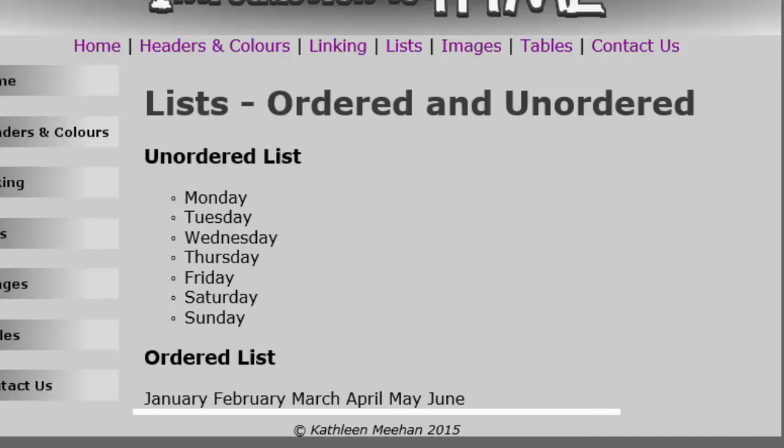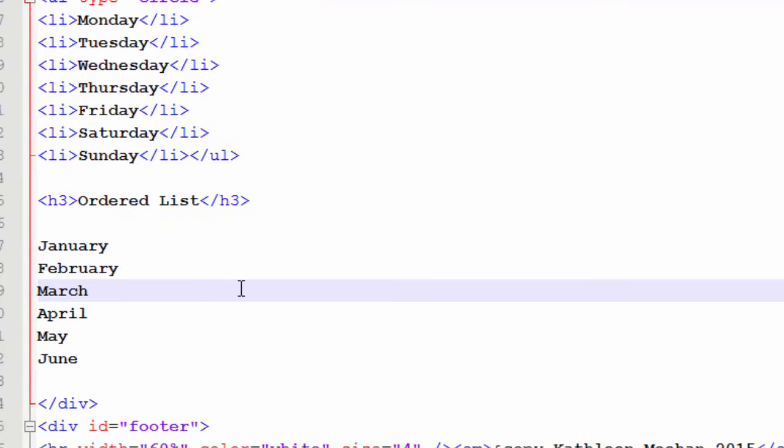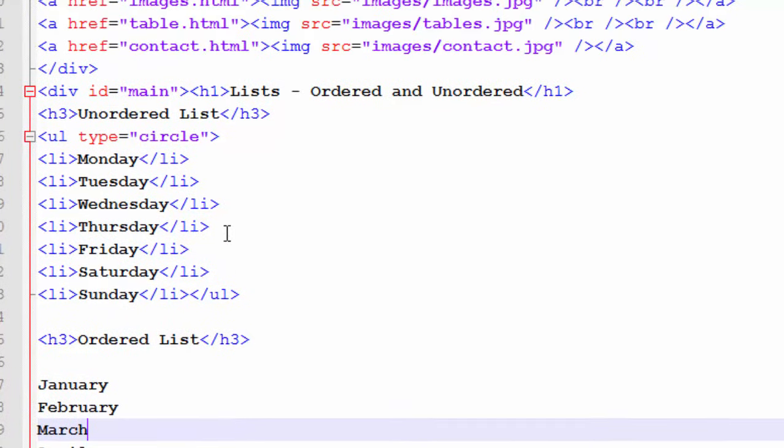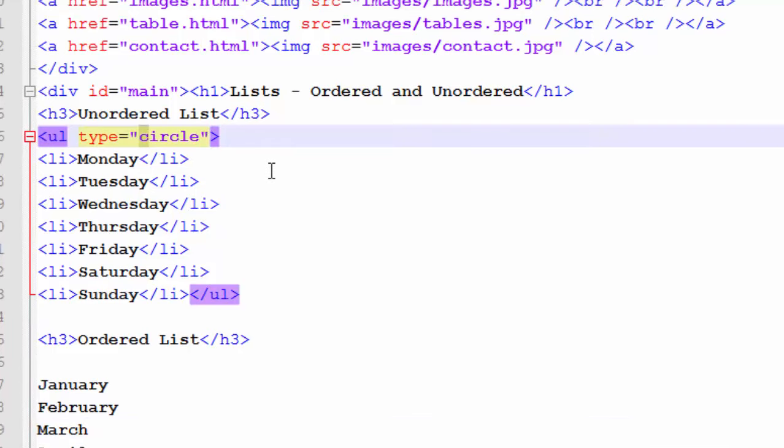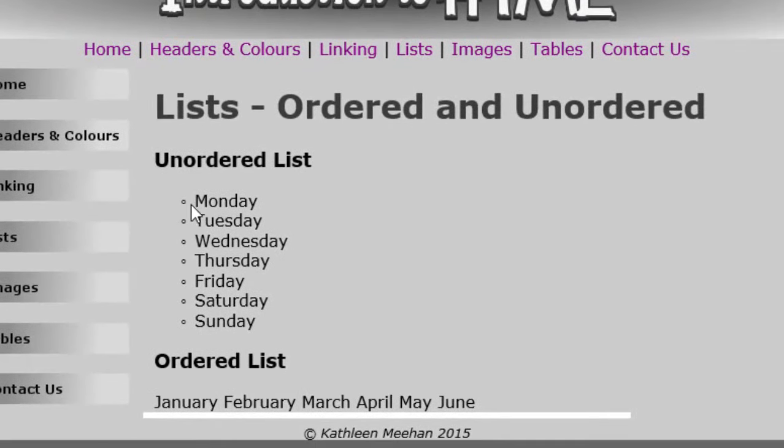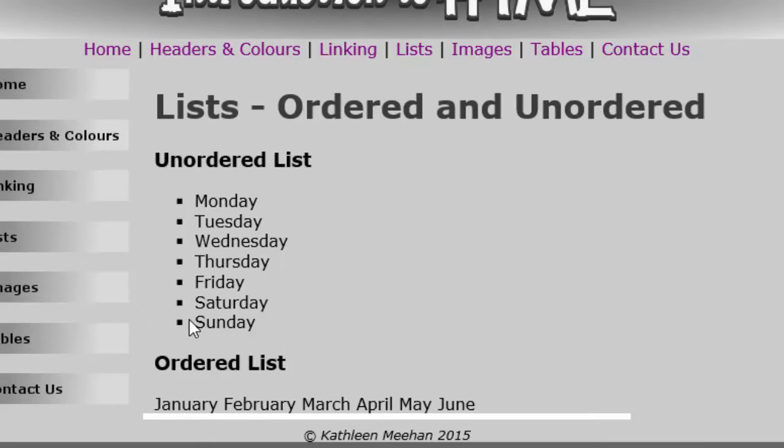Okay, so we're going to go back to our page now, and let's say I want to change circle to square. So I'll just simply take out the word circle and change it to square. Save it, go back to Internet Explorer, and before I refresh you can see that they're circles, and if we refresh we now have squares. And like I said, you've got three choices: disc, square or circle.